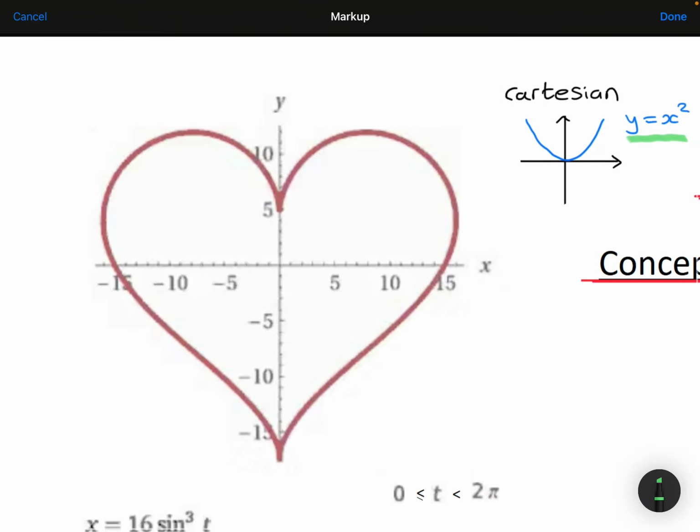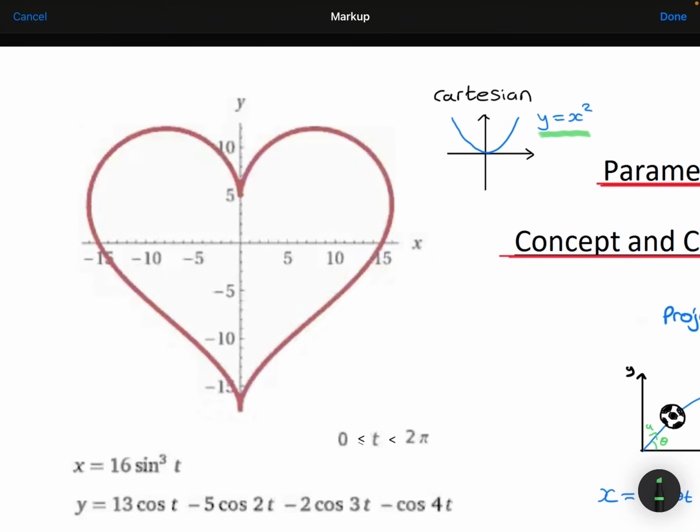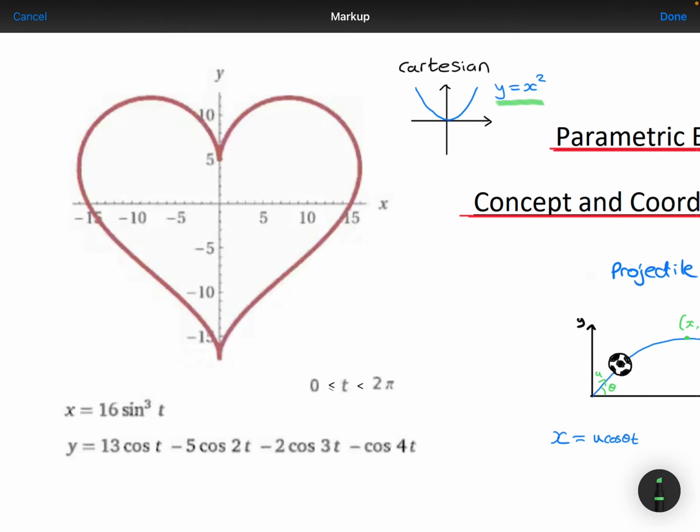So over here we can see we've got this heart, and the equation of that heart is expressed parametrically as x equals 16 sine cubed t, and y is 13 cos t, and so on, as you can see there. The x and the y both depend on a separate variable, t. That's the parameter. And that has created that heart shape.